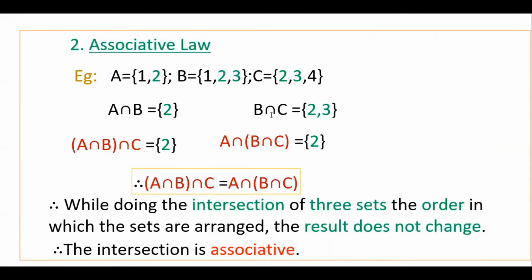Therefore that is 2. And if you intersect B and C, B intersection C is equal to {2, 3}, the common elements. So {2, 3}, and A intersection (B intersection C). So you have to check these two, {1, 2} and {2, 3}. 2 is the only common element. So {2}. Therefore, (A intersection B) intersection C is equal to A intersection (B intersection C). So if you intersect any three sets, you can group them in any order. So the intersection is associative.